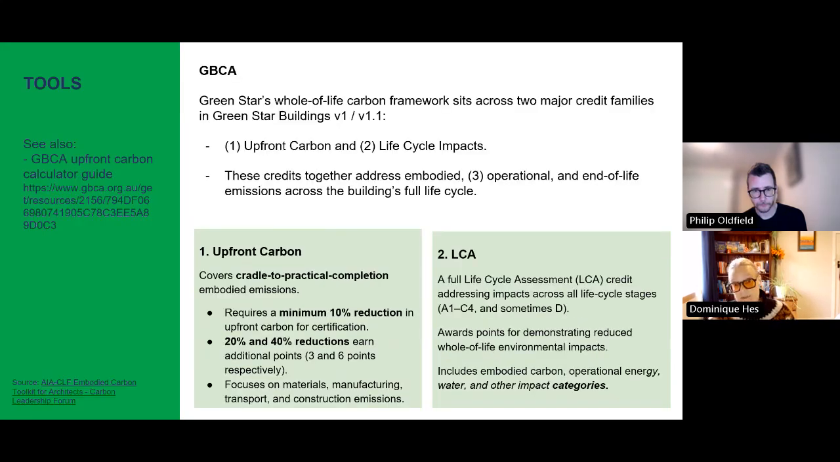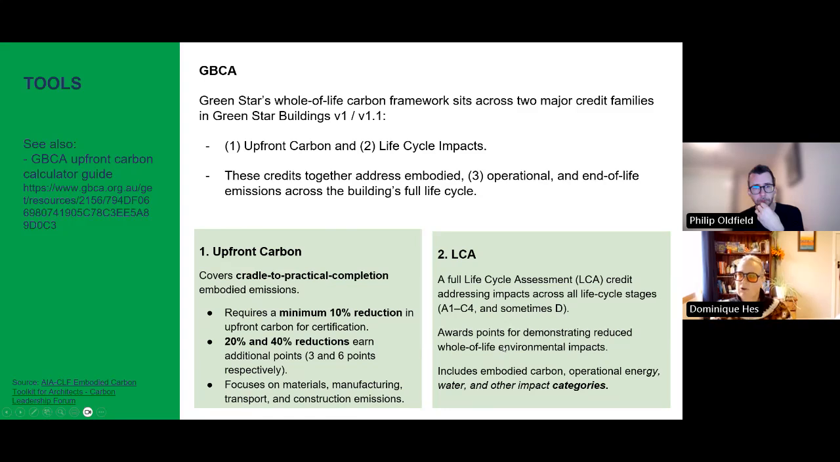Jumping into GBCA, so if you're going for a Green Star rating, then they're looking for data on upfront carbon and full LCA, depending on the credits that you're going for. And as Green Star does, it's looking for you to produce above average, better buildings. So you're looking at requiring at least a 10% reduction in upfront carbon certification. And if you really want to go to the higher end of the points, you want to look to a 20 to 40% reduction. And it is a shifting scale within Green Star. Over time, it'll get harder and harder to get the higher star ratings.